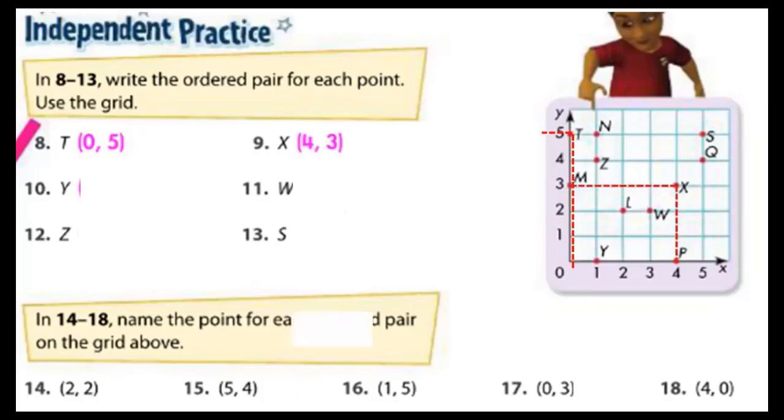Number 10, Y. Where is Y? This is the point Y. On X, just 1 unit. And 0 on Y. So the answer here will be 1 and 0. Let's see. Number 11, W. The ordered pair representing W. This is the first one, X, which equals 3. And this is the second, Y, which equals 2. So it will be 3 and 2.